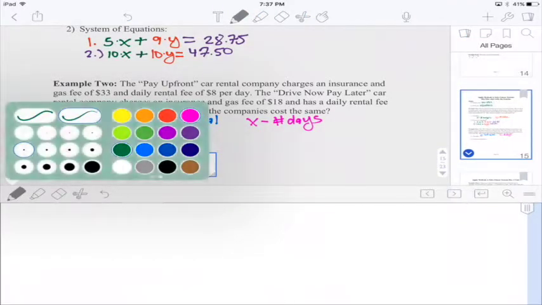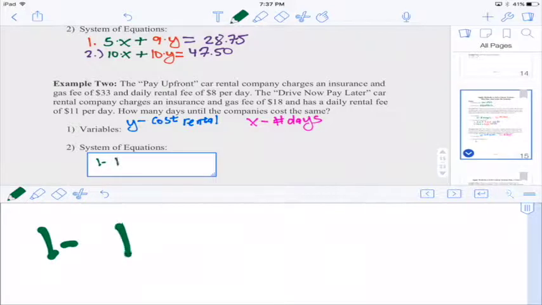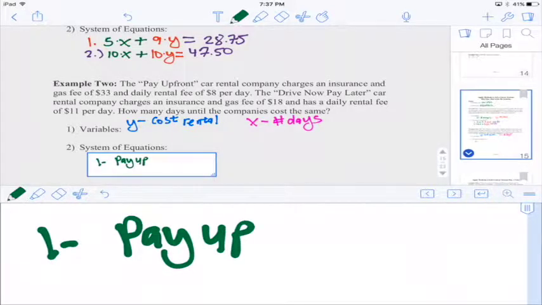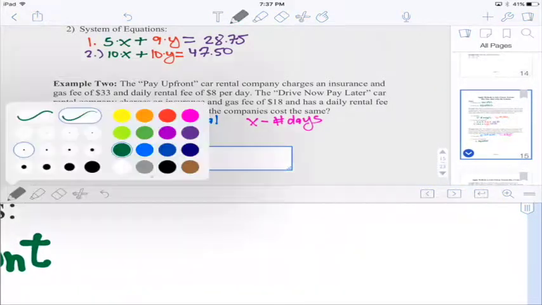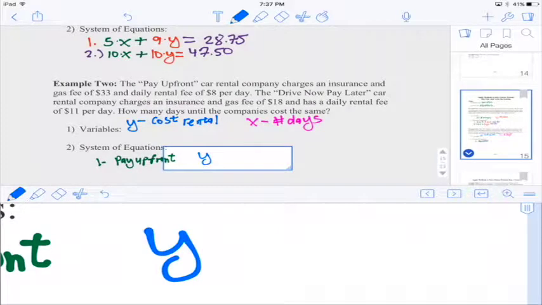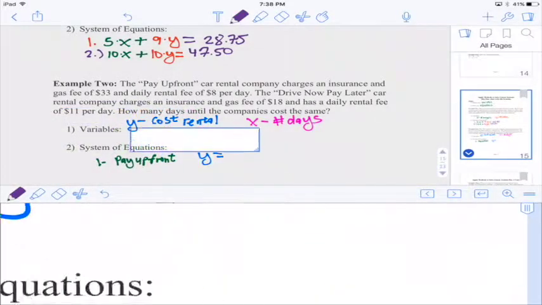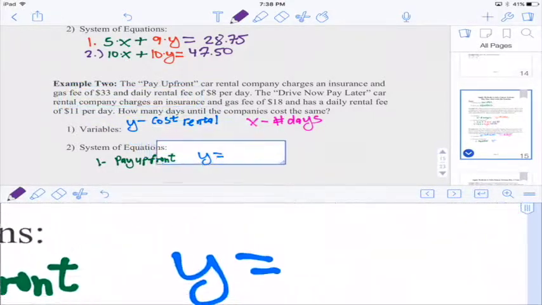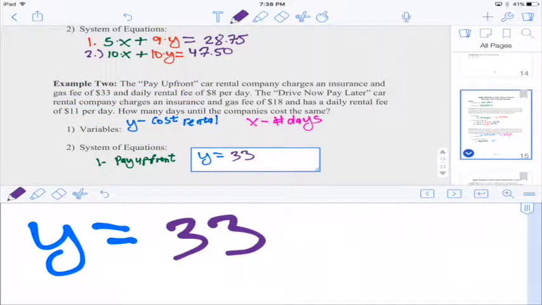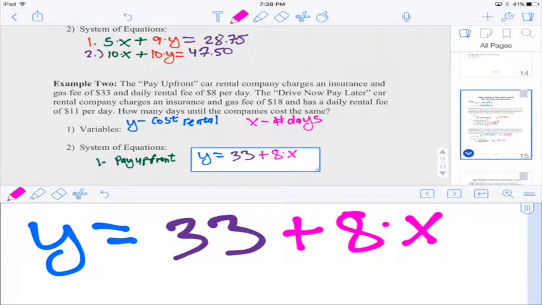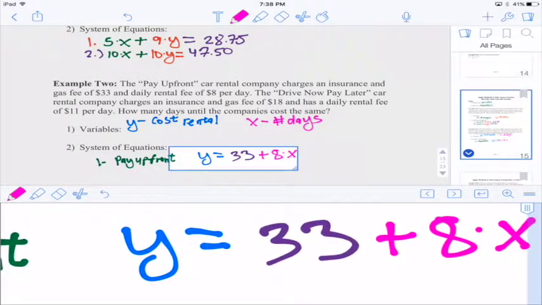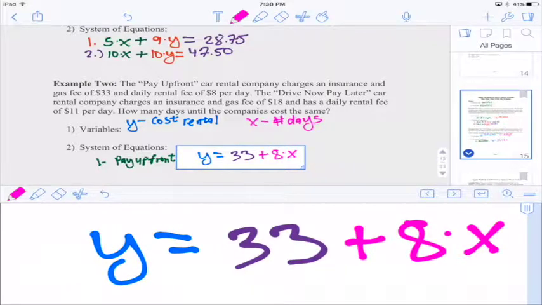We're going to write one equation that is for the Pay Upfront company. So the Pay Upfront company is going to cost y equals, well, remember it charges this insurance and gas fee of $33. That is not changing. It's straight up $33 and that's it. And then it charges $8 per day, so plus $8 times the number of days, so x. Now I chose x and y and set it up like this, so we get a y equals mx plus b, just in a different order.